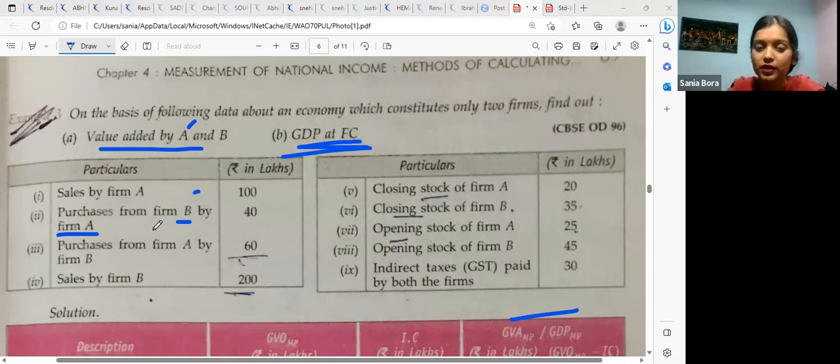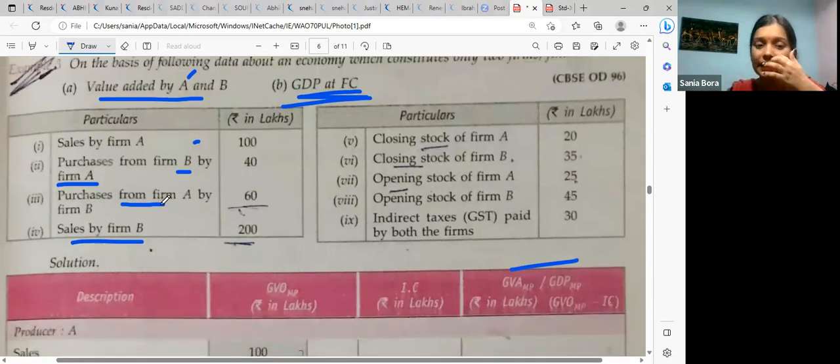So for the same thing, it will be a purchase for one party and a sale for another. Here, it is a purchase from firm A, so for firm A it is a sale, but for firm B it is a purchase. Instead of giving you sales and purchases directly, they have given it in this way. And sales by firm B, sales by firm A. This is what you have to keep in mind.